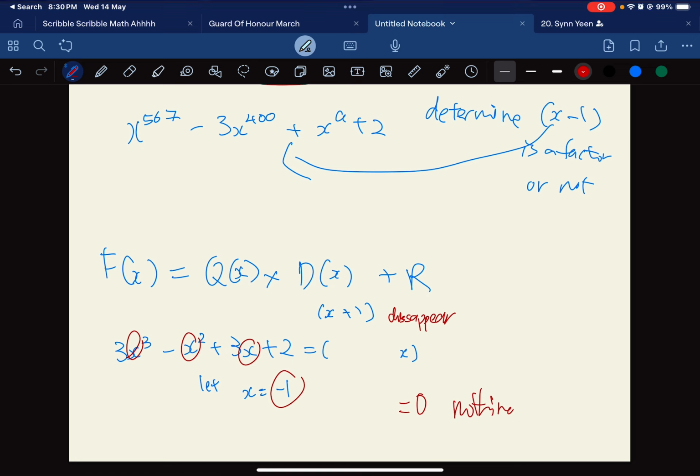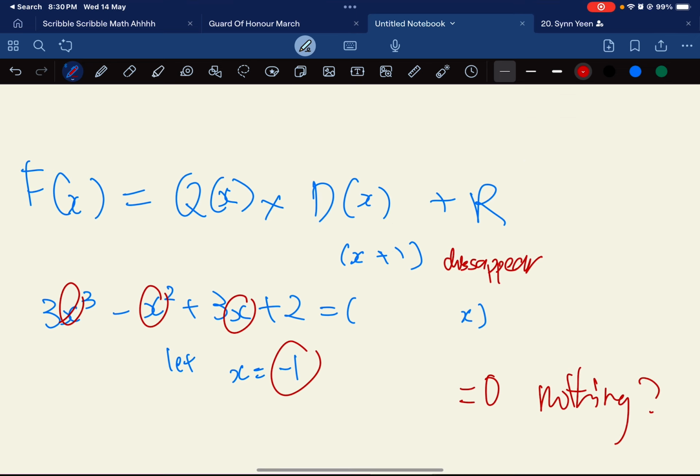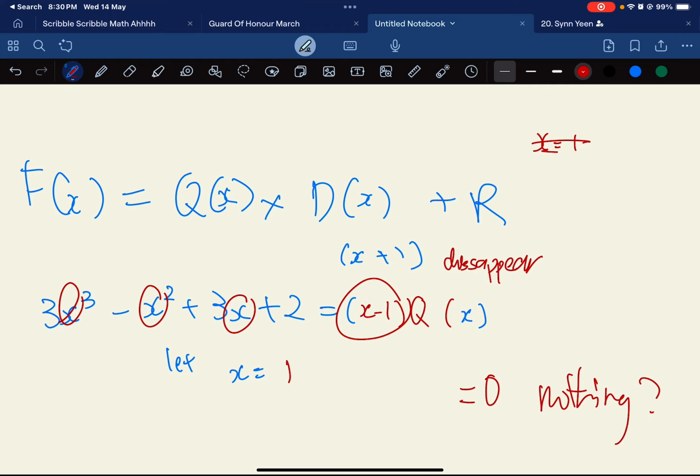And what do I mean by no remainder, why equal 0? It means maybe x minus 1 is a factor. I don't know, I randomly want a q(x). If it's something like this, what should I sub this time? I want to make this thing disappear. So we just equate this to 0, and then we find x, which is 1.